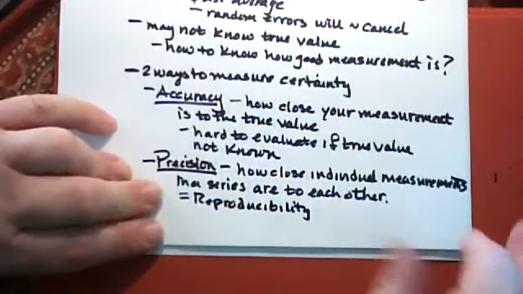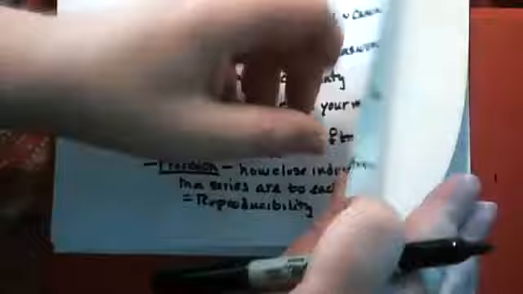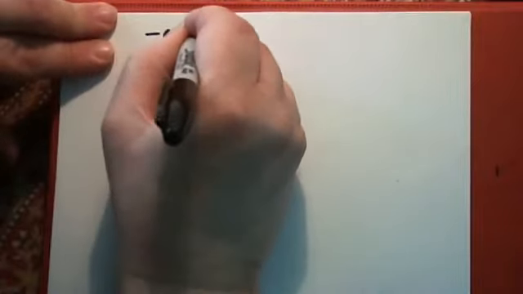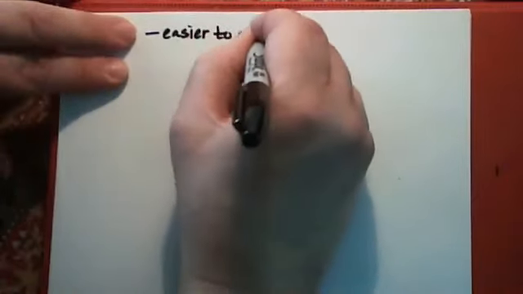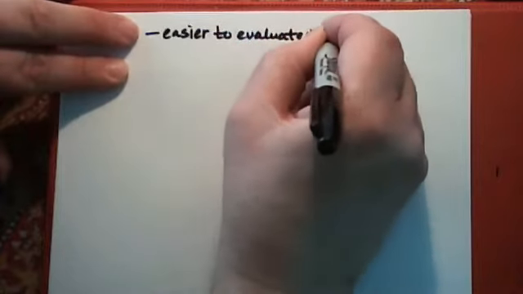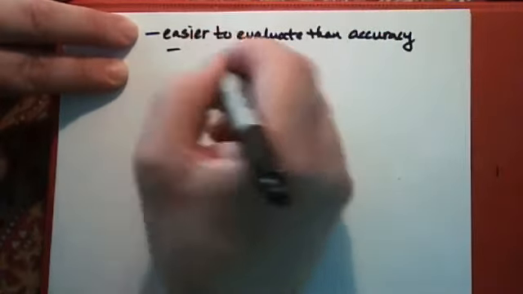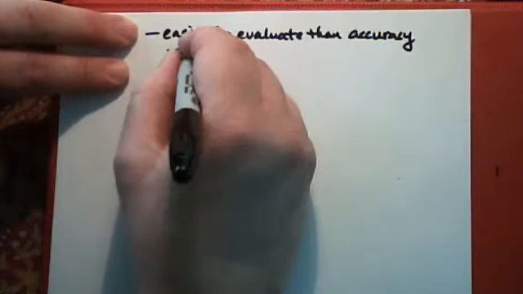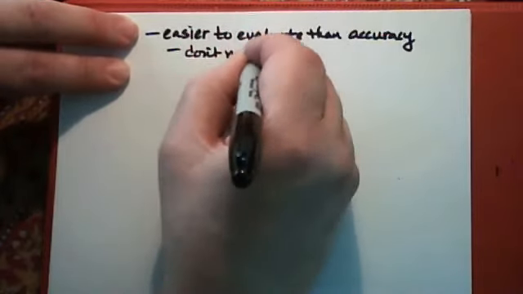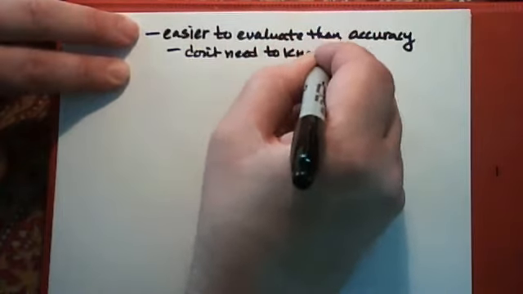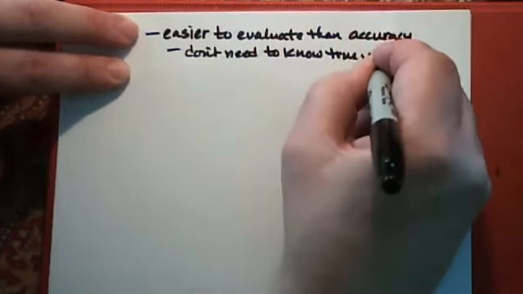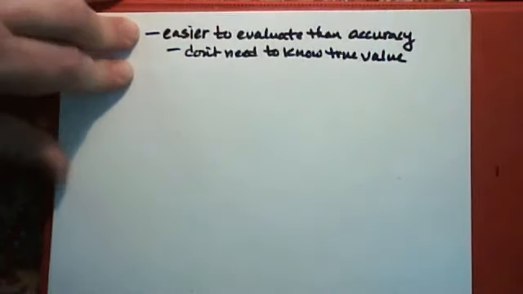And this is also known as reproducibility. That means that you're able to get the same result over and over again. Because if your results are really close to each other, then you're basically getting the same result each time. And so, as I said, that's easier to evaluate than accuracy is, because you don't need to know what the true value is.